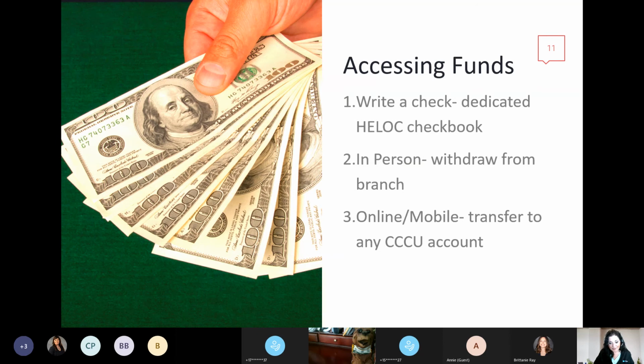Any questions on that? Is there a fee for in-person withdrawal? We do not charge the line of credit any fees for withdrawal. Did that answer the question? I hope. Yes, perfect. Okay, great.